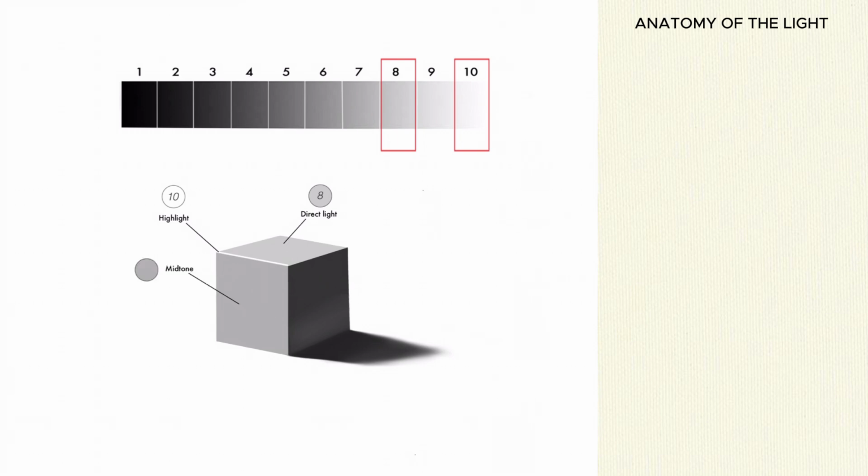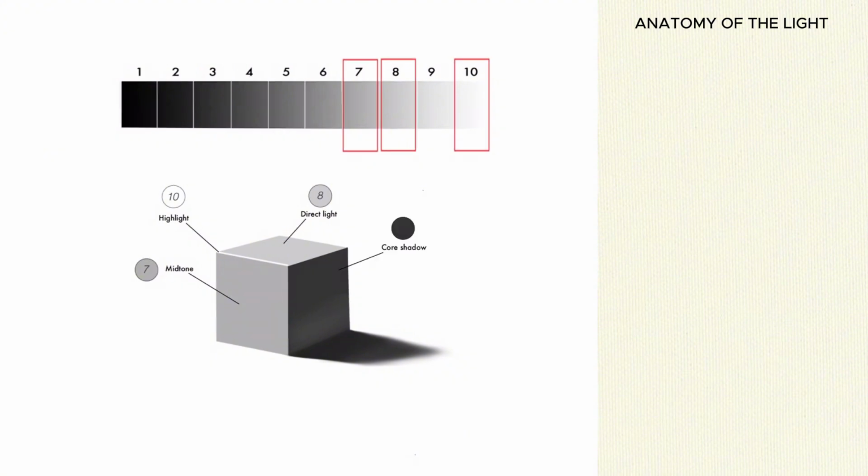Let's now move on to the last element of the light family, the midtone. This part receives light, but not directly. Therefore, the midtone will be slightly darker than the directly illuminated area, but not dark enough to be considered part of the tonal values known as shades. I choose a value of 7 for the midtone. It's important to note that the midtone leans more towards tints than shades in terms of brightness.